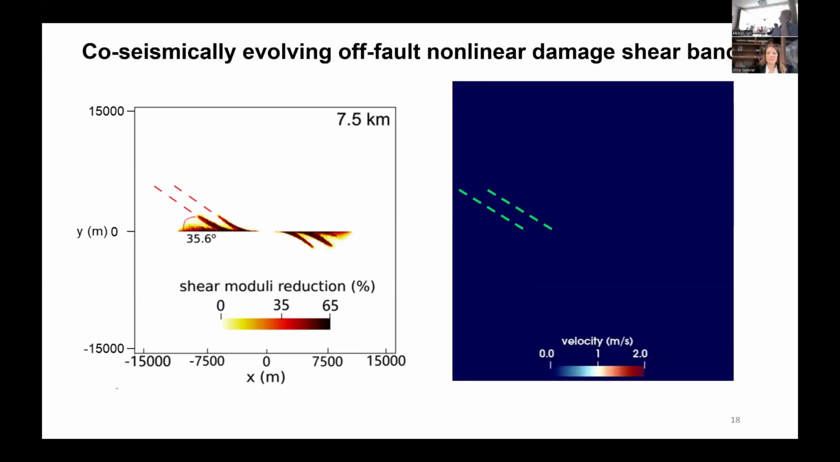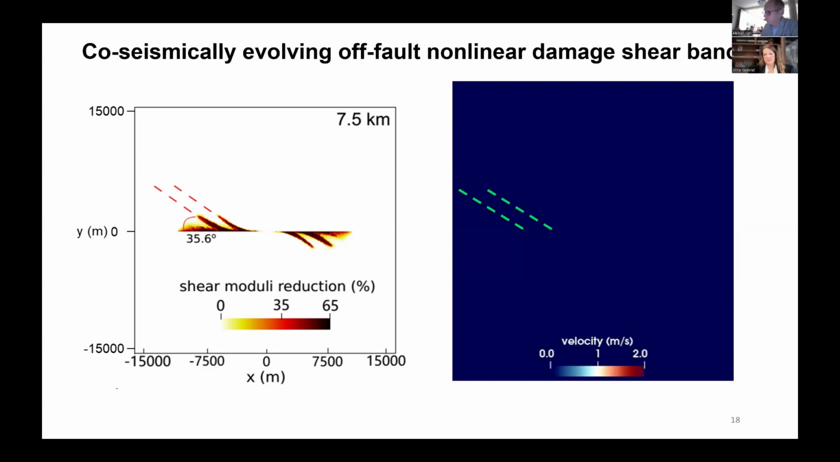So what I show here is the shear modulus reduction next to the main fault plane. And we see some localized structure with high damage. These are called shear bands next to the fault. And the angle of the shear band is correlated to the background stress orientation. We verified this orientation against analytical solutions, and it's matching well between the numerical results and the analytical results.